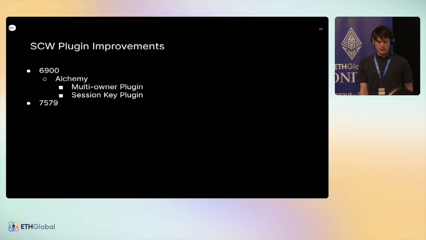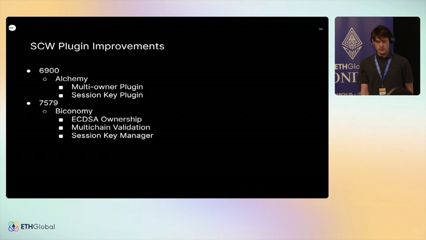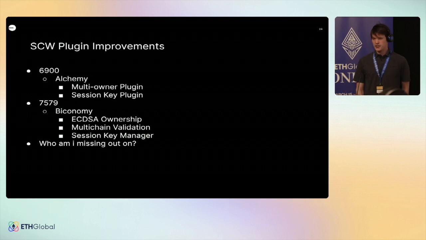Okay, there's also two big plugin architectures that are under debate. Alchemy is leading 6900. They have a couple plugins out there. Biconomy is doing 7579. If you're hacking, we are interested in more people making plugins for smart contract wallets around security, around transaction maximums, auto swapping maybe, where I want this account to only have USDC in it, things like that at the smart contract level.